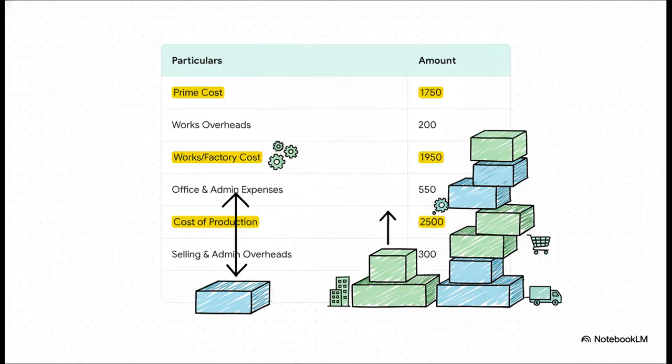Okay, so check this out. This table really shows you how it all stacks up piece by piece. We start with our prime cost of $17.50. Then we add on the $200 in works overheads, which gets us to a factory cost of $19.50. But we're not done. Next, we layer on $5.50 for office and admin expenses. Now we're at the cost of production, $2,500. And finally, we add that last $300 for selling and admin, and there it is, our total cost of sales, $2,800. See how it just builds on itself?